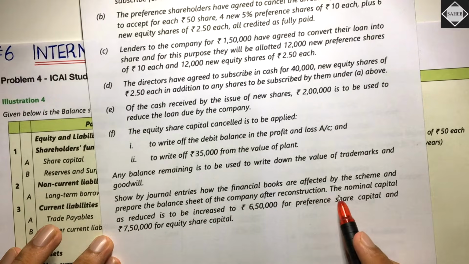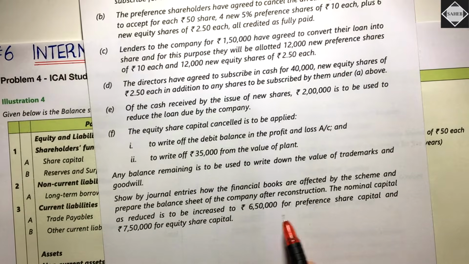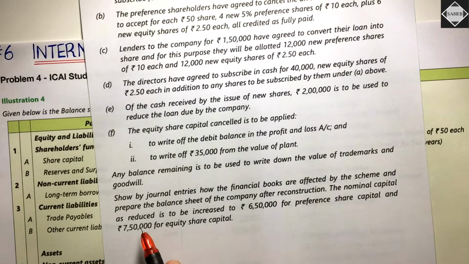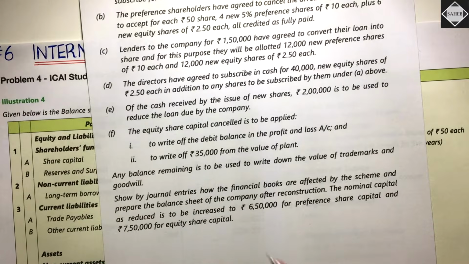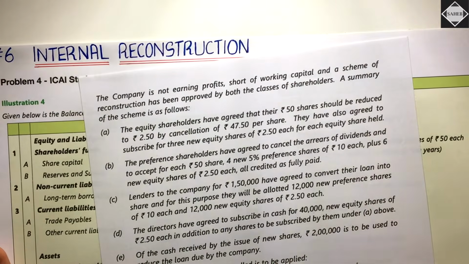After the reconstruction, the nominal capital as reduced is to be increased to 6,50,000 for preference share capital and 7,50,000 for equity share capital. Now you all know, there will not be any entry to increase the authorized capital. The nominal capital means authorized capital. So here they are just saying that we have to increase the authorized capital. So that's just disclosure that we will do in the notes to accounts. That's all. There will be no entry for this. Fine, we'll see, don't worry, it's really simple. Okay, let's start. Let's go to the solution and pass the journal entries one by one.